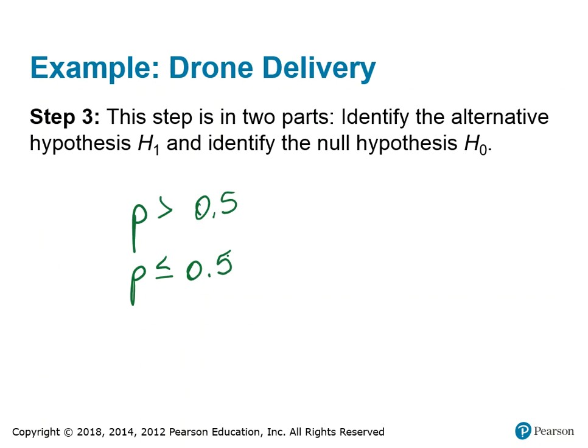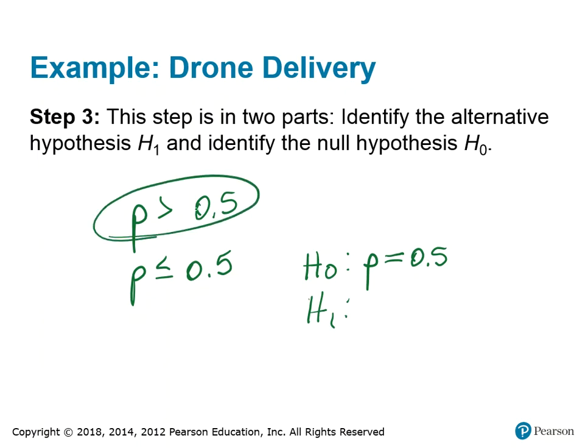The one that has the equal sign, that is always going to be your null. So my null is that p is equal to 0.5. I will always have my null be equal to. I should always see that symbol in my null. So then I have to think, okay, what's my alternative? In this case, the claim was that p was greater than 0.5, so that is going to be my alternative. Notice that I don't care if p is less than. That was not part of the situation, so I just leave it out.